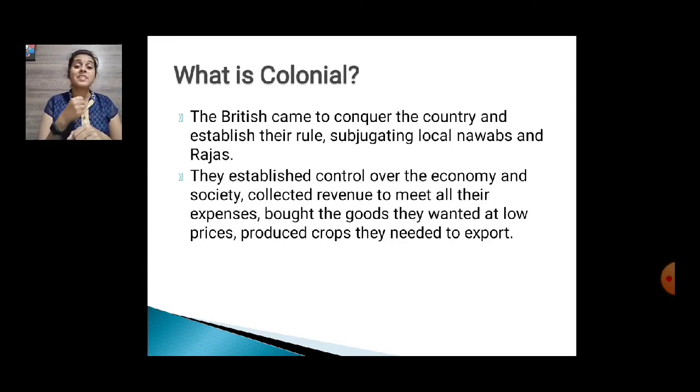establishment किया और existence को उन्होंने prove किया. They established control over the economy. Economy means money, or you can say the financial power, and society, दोनों के ऊपर कब्जा किया. They collected revenue, that means they started collecting revenue. Revenue means you can say tax.